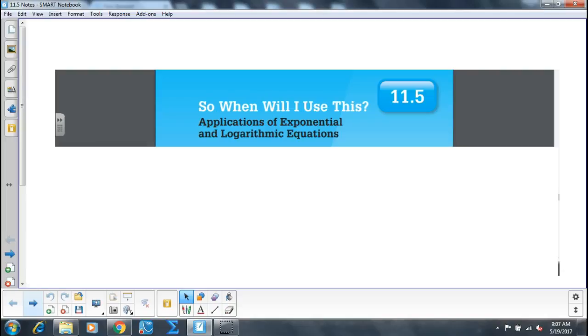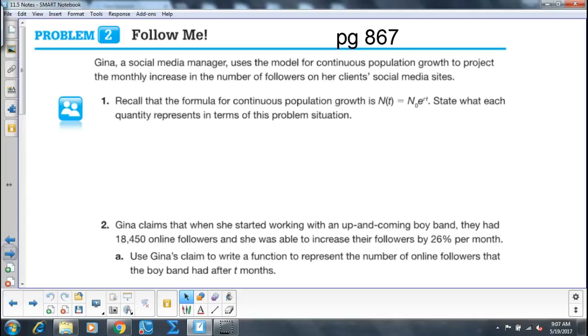Applications. Fancy way of saying word problems. But don't freak out. Don't get all crazy. Because most of the word problems have the formula right in them. It's right there in them. Most of them. So, page 867, let's talk about Gina.